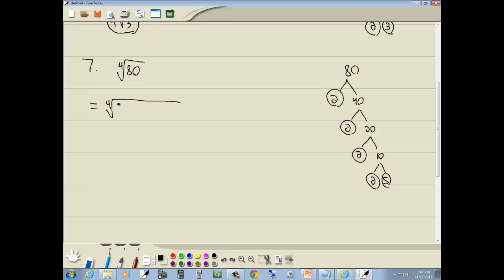So we got the 4th root, and we got 4 2's, and we got 1 5. Our index, the number in the slot right here, is 4, which means we're looking for a set of 4 of something, which works out nice because we've got 4 2's. So those 4 2's are going to come out in front as a single 2. And the 5 remains inside. We can only bring it out if we got 4 of them. We only got 1 5.